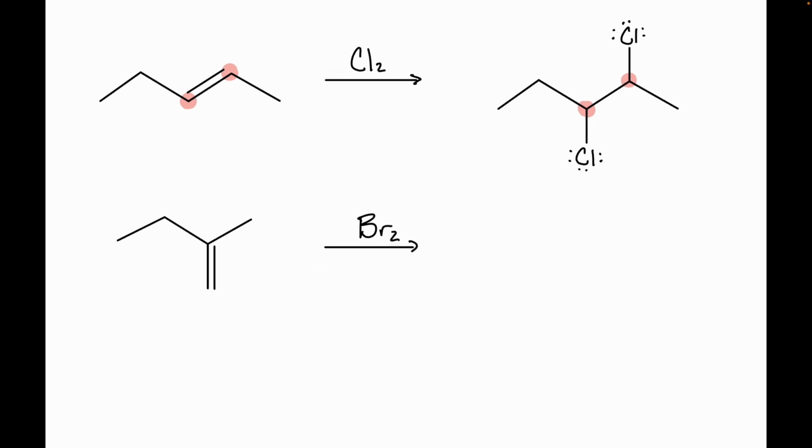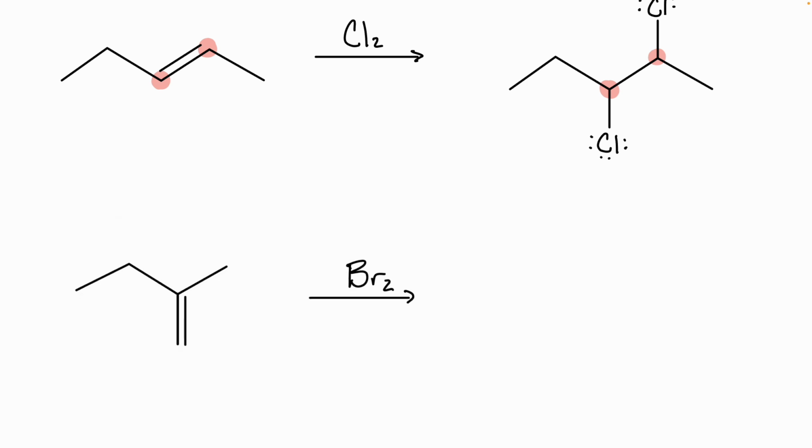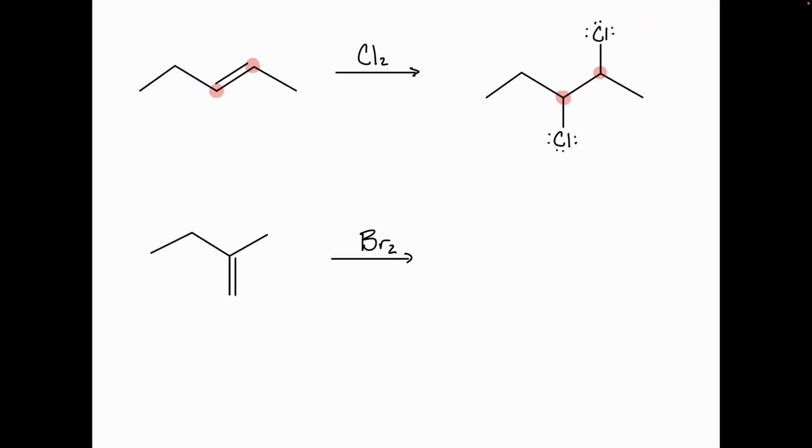All right, so same principle. This one's a little bit more funky shaped, but nonetheless, we're going to draw our carbons here. Get rid of this pi bond, that's what's going to be replaced. Okay, this one is now using bromine, so I'm going to put a bromine in, on either side.